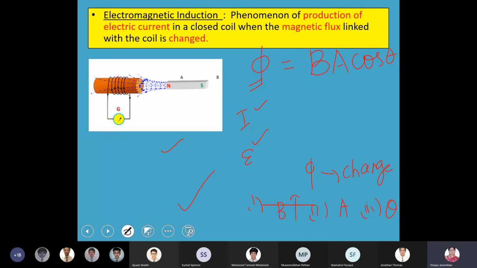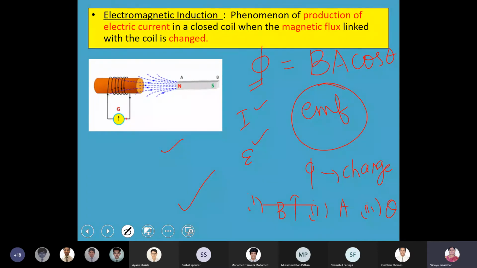So when the magnet is in motion near a closed coil, the magnetic flux, the number of field lines passing through the coil, is changing. Whenever the magnetic flux through the coil is changing, an EMF is induced. EMF means electromotive force. What do you mean by electromotive force? The one which motivates the electrons. So a force is developed which motivates the electrons in the coil to move, constituting an electric current. Such phenomenon we call electromagnetic induction.